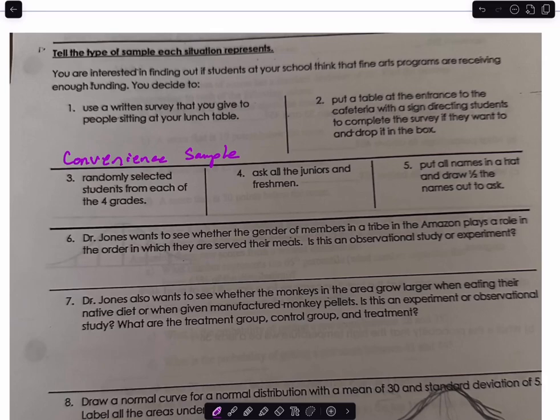Put a table at the entrance to the cafeteria with a sign directing students to complete the survey if they want, and drop it in the box. Voluntary response sample.